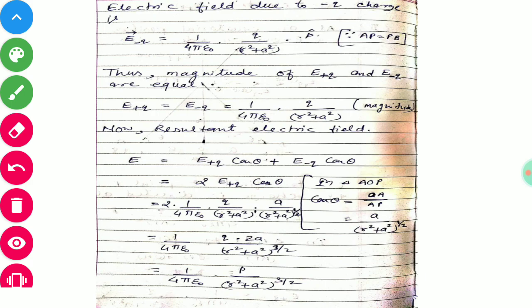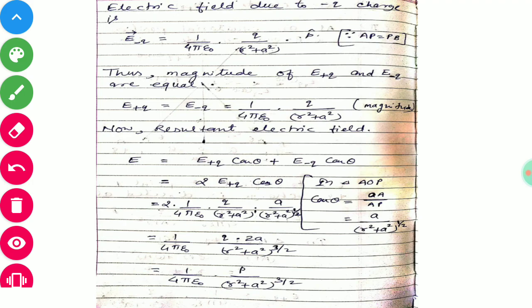In the previous figure we have taken a triangle AOP where we have to determine the value of cos theta. Now cos theta is what? Base by hypotenuse, OA by AP. The value of OA in the diagram is a, and for AP we have the value of AP square, so we simply take the square root. So r square plus a square, and the meaning of square root is power half. Now E plus Q cos theta plus E minus Q cos theta, both are equal, so it becomes 2 E plus Q cos theta.